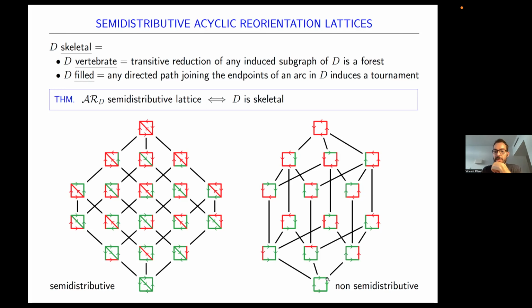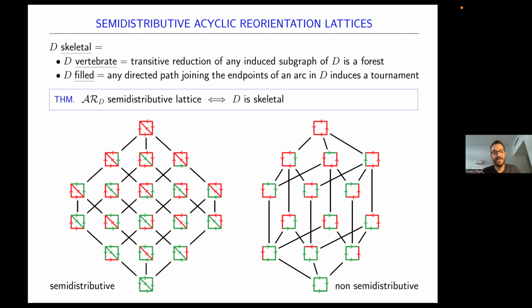So this one, for example, that we had before, on the right, it was a lattice, but it's not semi-distributive because if you look at this arc here, the bottom arc, and this path, then this should induce a tournament. So we have two arcs missing in this graph to get something semi-distributive. But the example on the left is semi-distributive. If you look at any arc and any path joining the endpoints of this arc, then it induces a tournament.